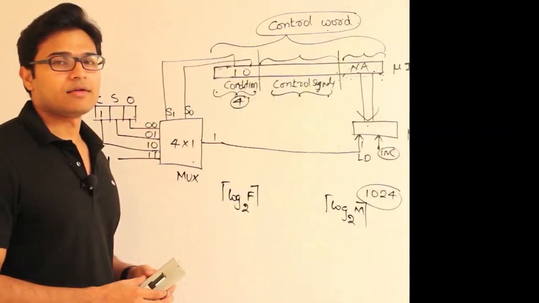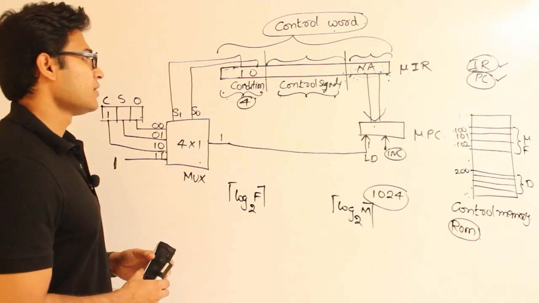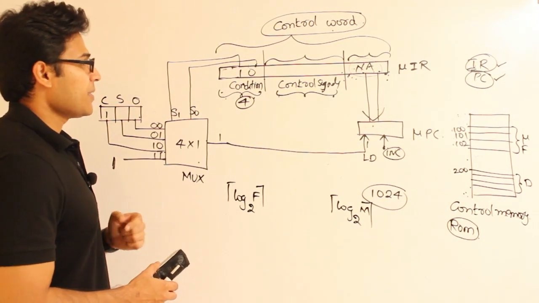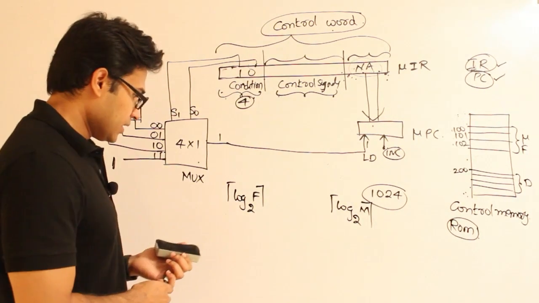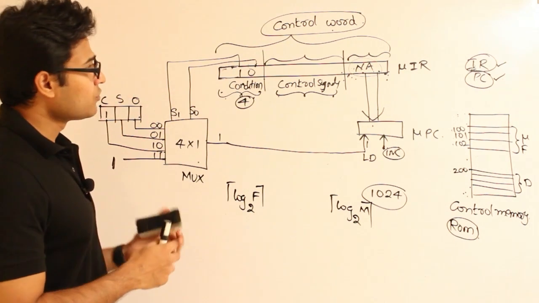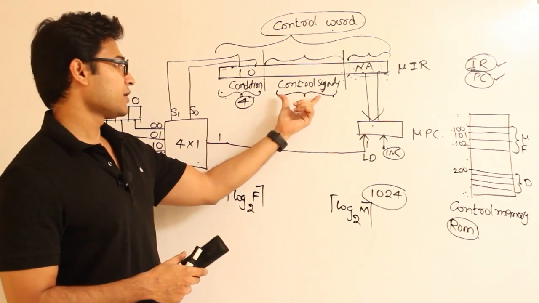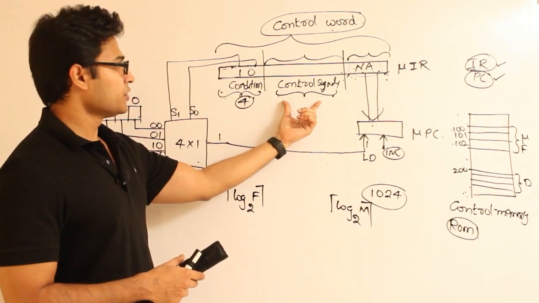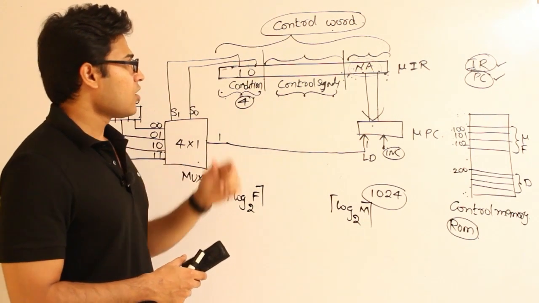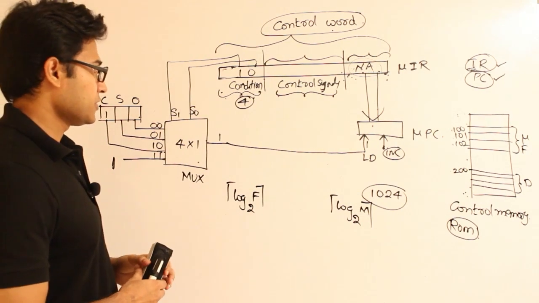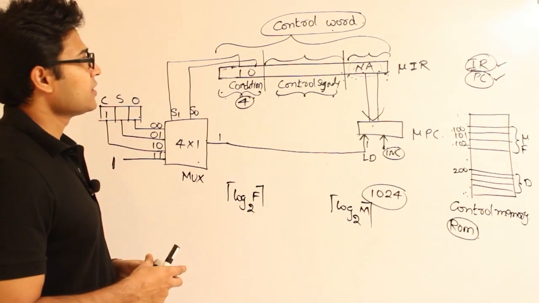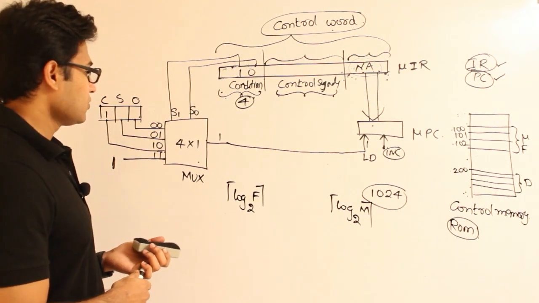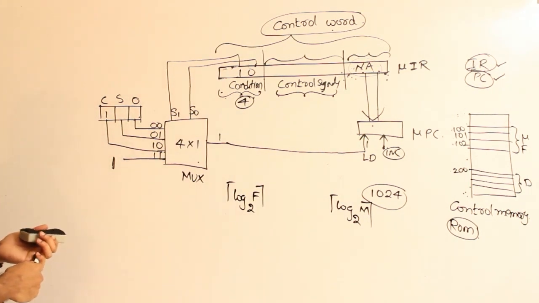Now let's discuss the size of the control signal part. Sometimes it is also called the micro operation part. There are two ways this particular control signals can be generated. One way I have already shown you, that one is called horizontal microinstruction, and the other one is vertical microinstruction. To show you the difference, you can understand it this way.